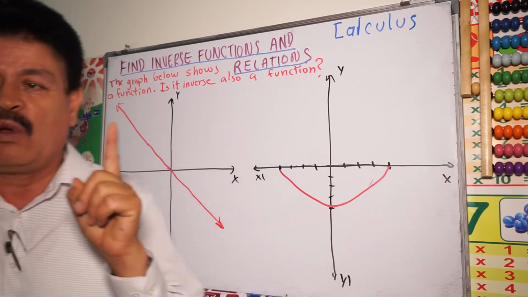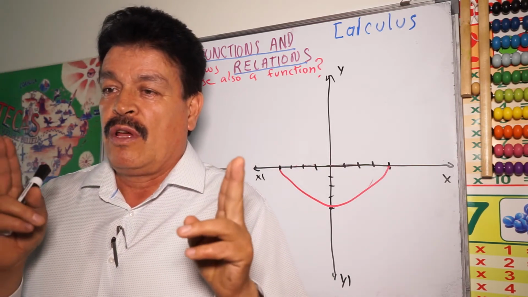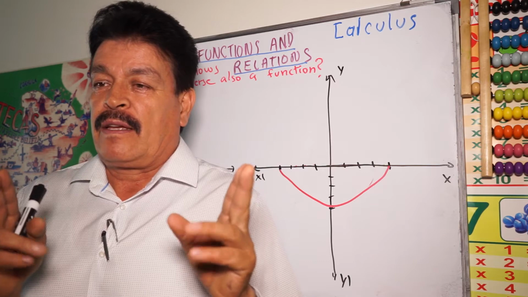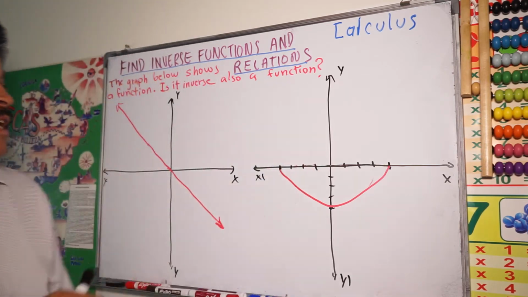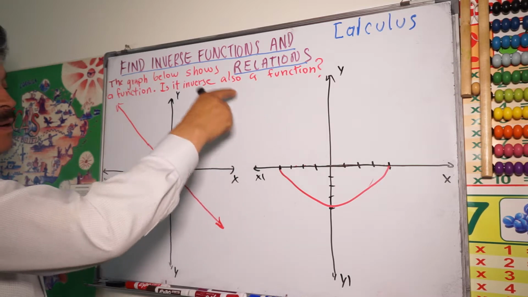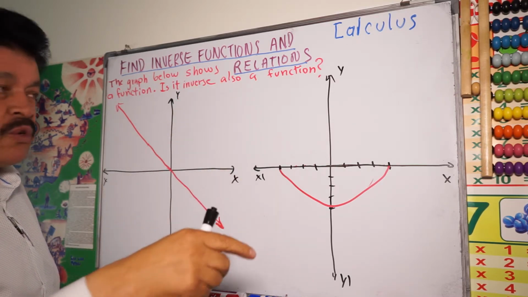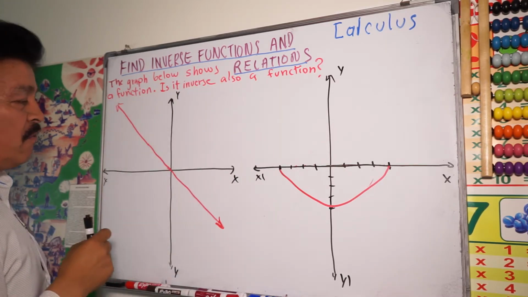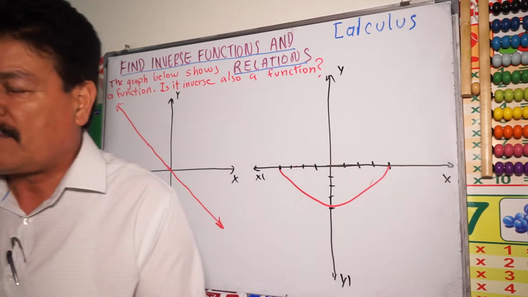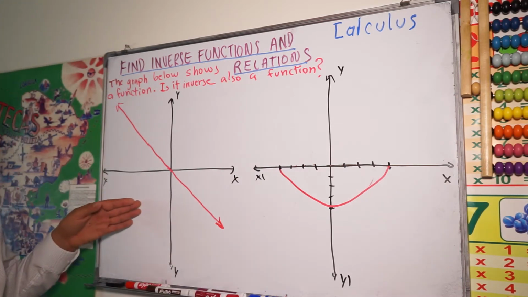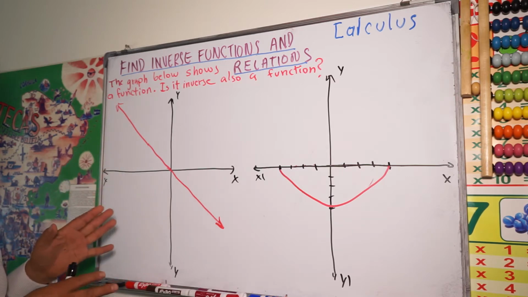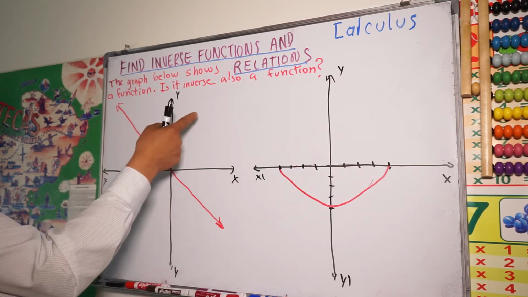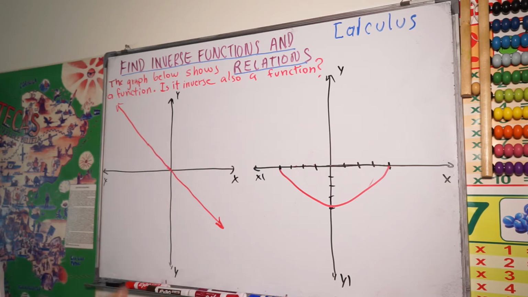Remember, these are two different things. A function is different from a relation. In this graph, I'm going to show you what is the relation and what is the function. For example, in the first graph, this graph below shows a function. This is a function, all right? But is its inverse also a function?